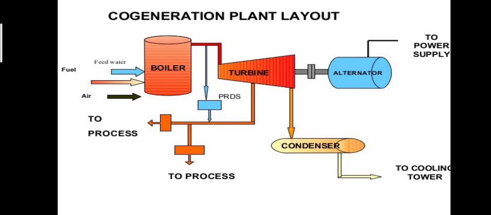Here is the cogeneration power plant layout, which includes boiler, turbine, alternator, condenser and etc.